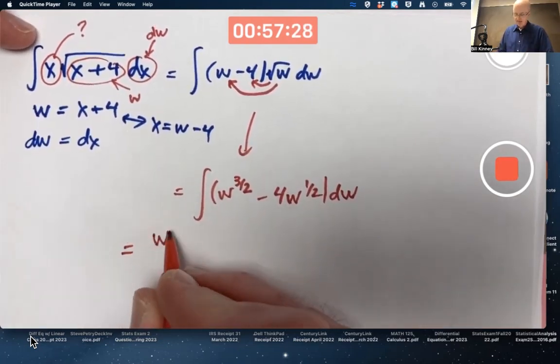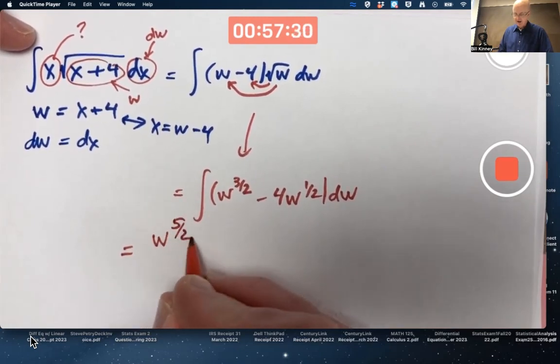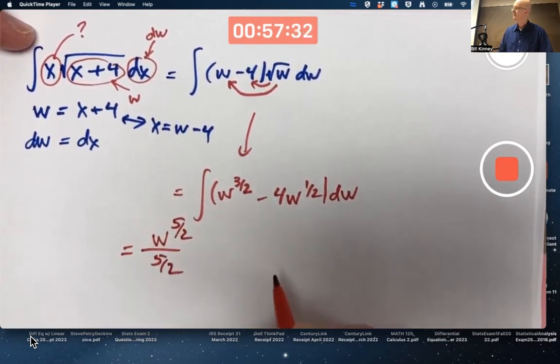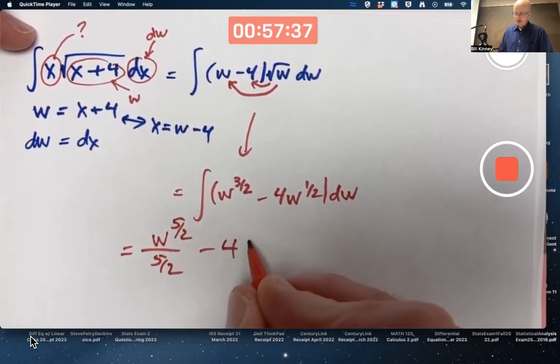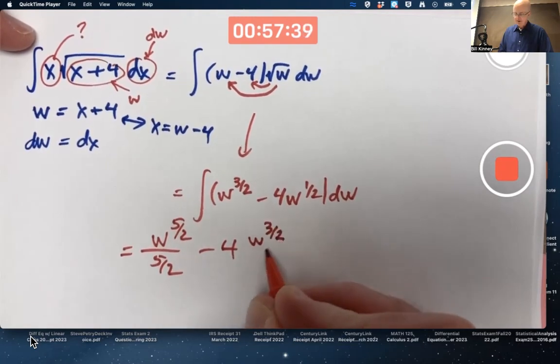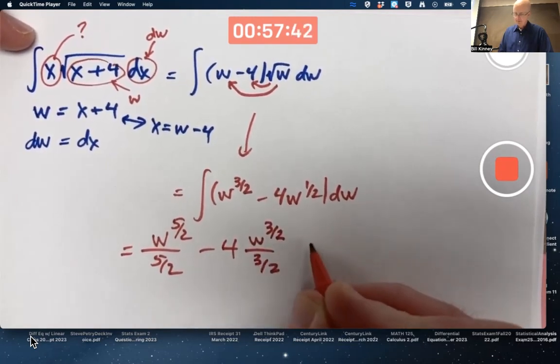Add 1 to the exponents. 3 halves plus 1 is 5 halves. Divide by the same number. Carry the minus sign along. Carry the 4 along. Add 1 to the exponent. Divide by the same number. Don't forget your plus c.